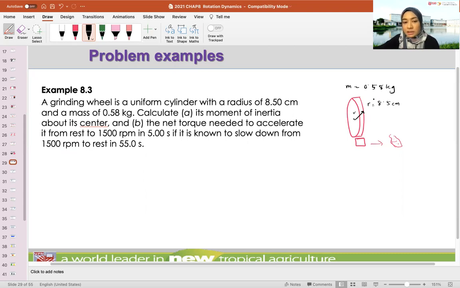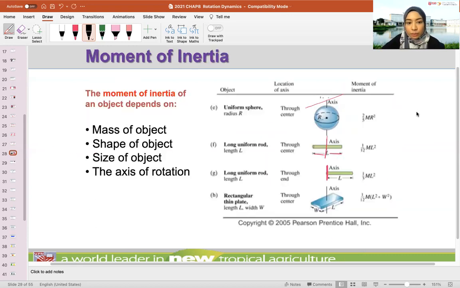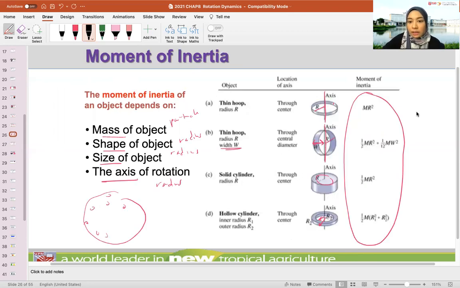So for a grinding cylinder, the aim or the purpose of the cylinder is to crush objects into finer particles, right? So it has to move with this kind of axis of rotation. So it's going to rotate macam tu lah kan, macam tayar lah kan. So let's go back to the table. Do we have that in the table?